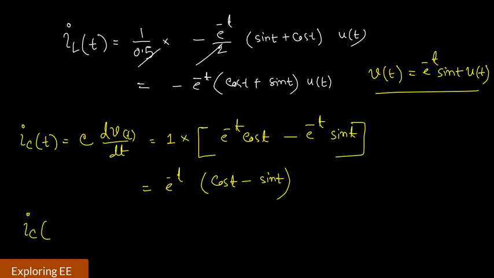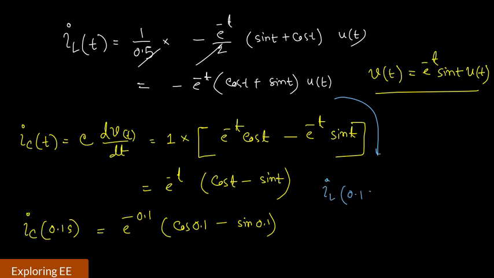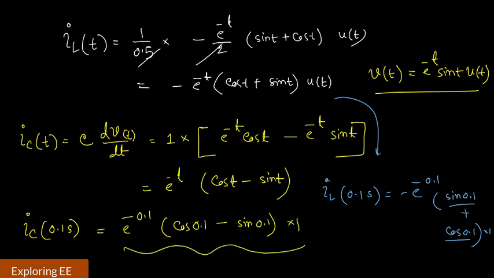Therefore I_C at t equal to 0.1 second will be equal to e to the power minus 0.1 times cosine of 0.1 minus sine of 0.1, and from this I_L at t equal to 0.1 second is e to the power minus 0.1 times sine of 0.1 plus cosine of 0.1 multiplied by 1. If you compute this value, you will get the values of current at the instant t equal to 0.1 second. This is left for calculation.